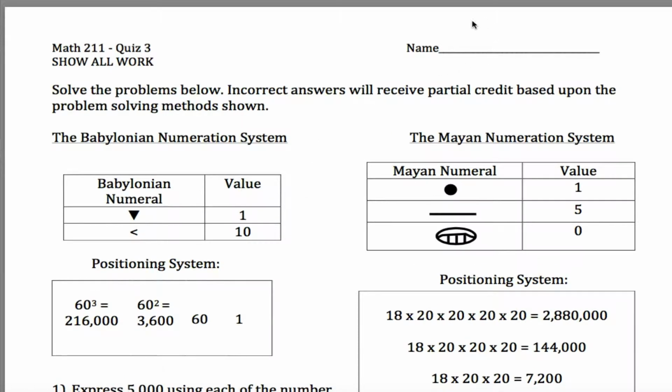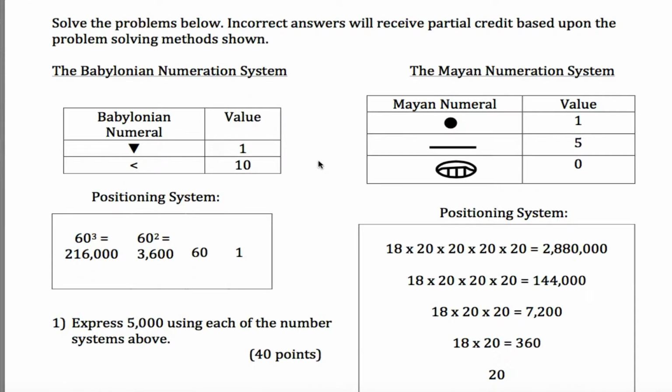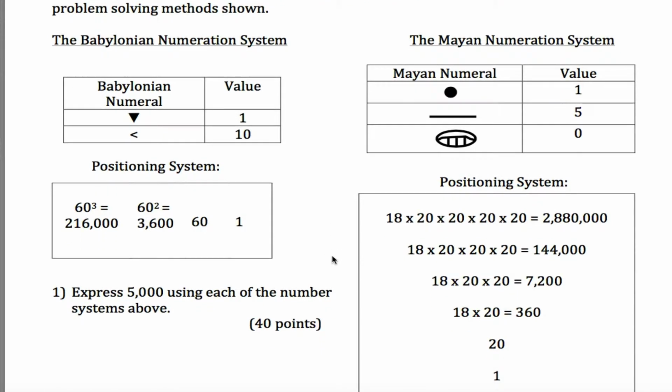All right, here are our solutions for quiz 3 for Math 211. A couple of different sections covered here. First one on these different numeration systems. So the Babylonian system and the Mayan system are the two that I'm going to test here. And basically what I'm asking you to do is write the number 5,000 using those systems.